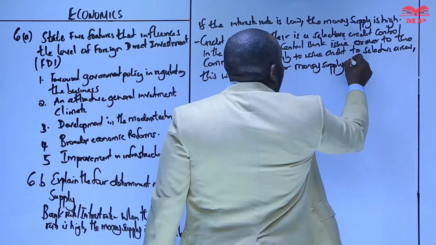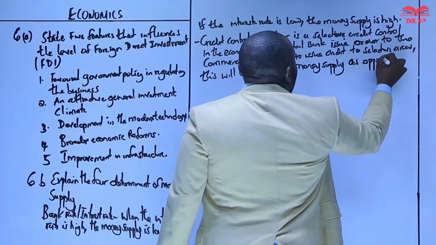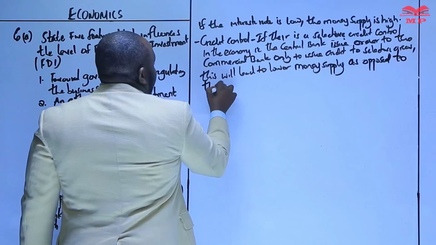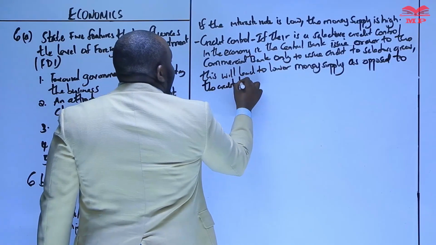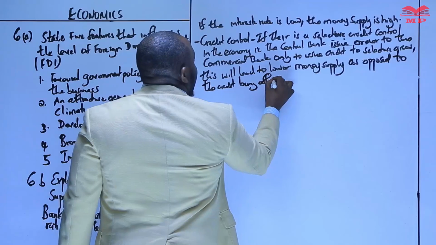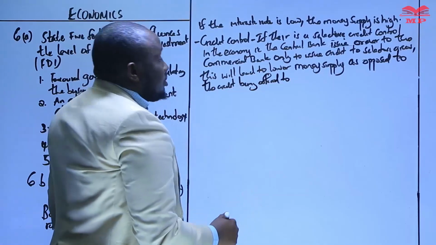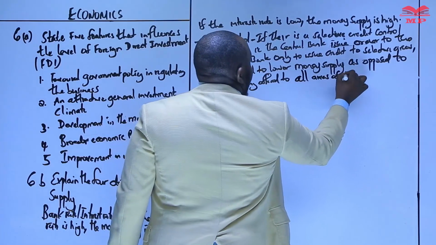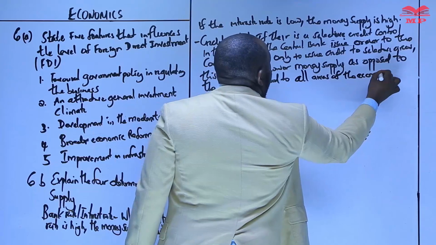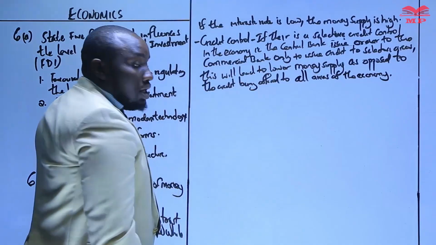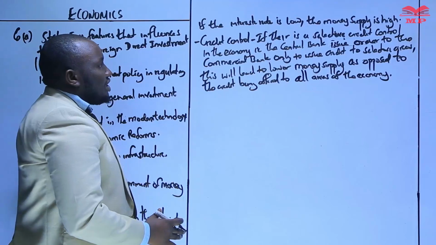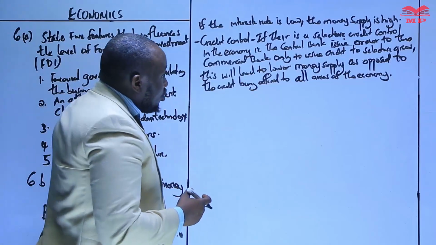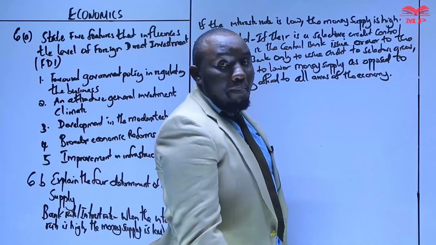As opposed to the credit being offered to all areas of the economy. So if credit is given specifically to selective areas, we know that the supply of money is going to be low. But if credit is given to all sectors of the economy, then money supply would definitely be high.